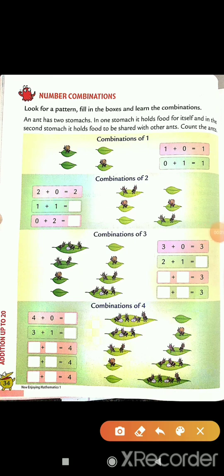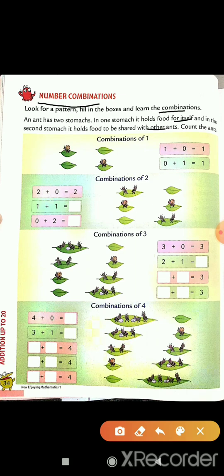Now, let us start with the new topic, that is number combinations. Look for a pattern, fill in the boxes and learn the combinations. An ant has 2 stomachs. In one stomach, it holds food for itself, and in the second stomach, it holds food to be shared with other ants. Count the ants.